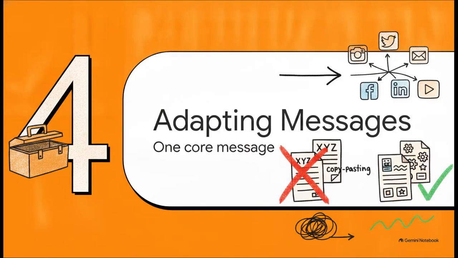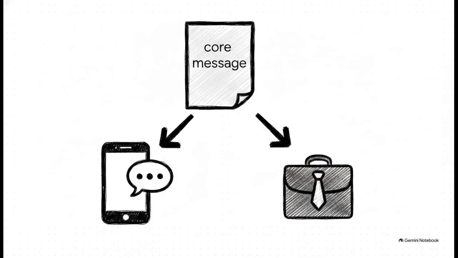Which brings us to the fourth tool in our kit, adapting across platforms while keeping one core message. We really need to call out a massive beginner mistake here. That mistake is simply copying and pasting the exact same text everywhere you post. Look at how a core message can brilliantly morph depending on where it lives.